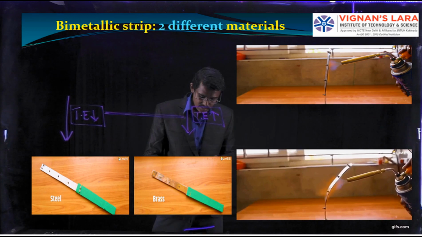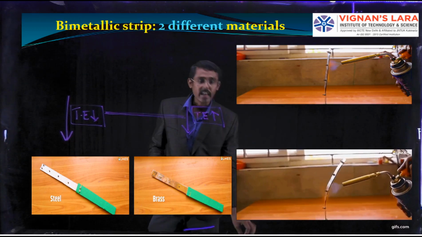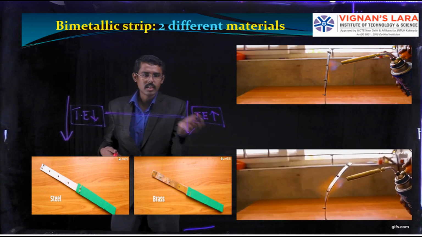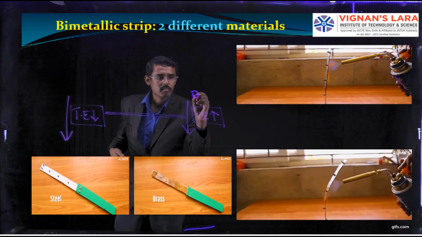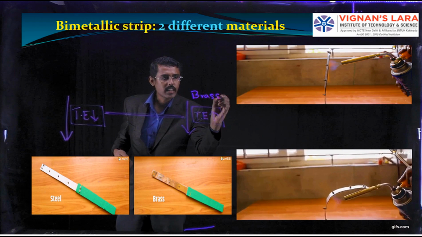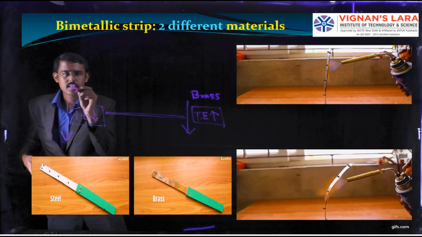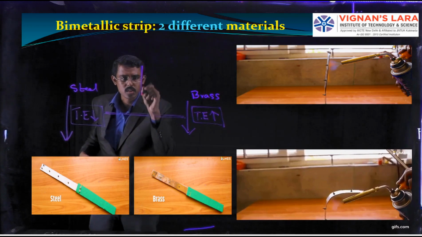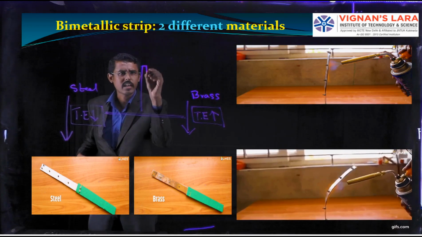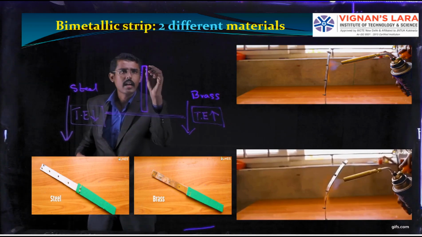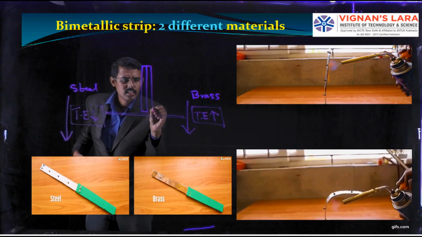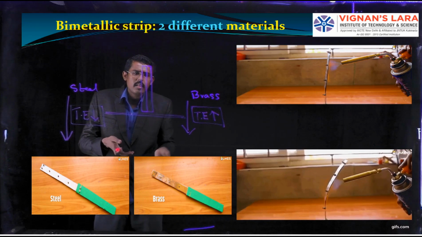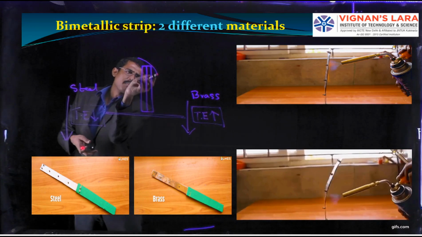So what happens? It should bend. In which direction should it bend? It should bend in this way. Here I have taken brass on this side and steel on this side. I have combined the two strips in this way, as one strip. So in which direction should it bend now? It should bend in this way.